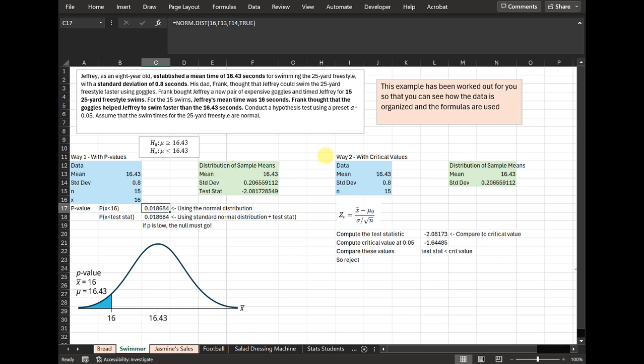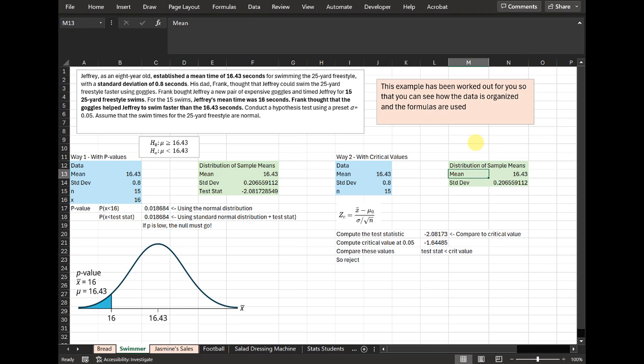And now we're going to compare critical values. Critical values are a similar approach. It's just a slightly different way of thinking about things. We do the same thing. We need to know some things about our distribution of sample means. The mean is the same, and the standard deviation is calculated the same. But what is critical with critical values is that you have to have a test statistic.